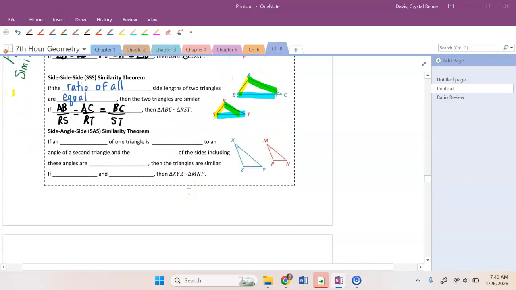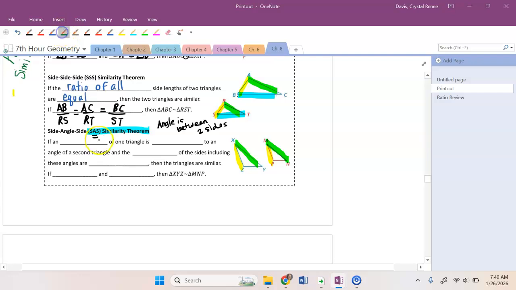Last but not least is the side-angle-side similarity theorem. Once again, this is very similar to the side-angle-side congruence theorem, but slightly different because the side lengths are not the same. So remember the way it's written, we know the angle is between the two known sides, meaning the two sides we need are on each side of this angle that's congruent. So this side and this side would be corresponding, and then this side and this side would be corresponding.